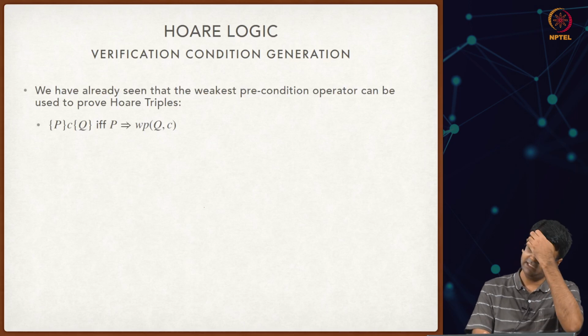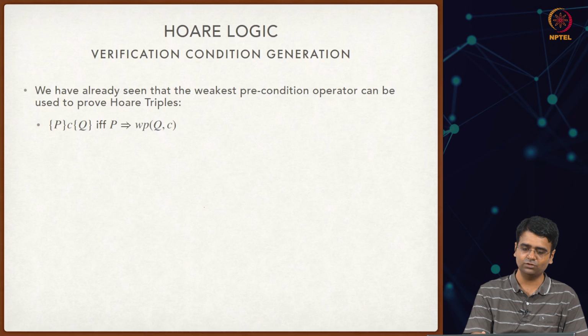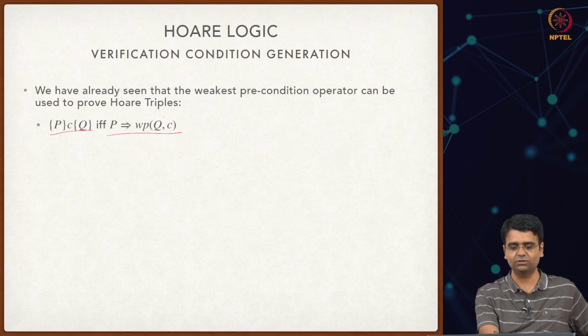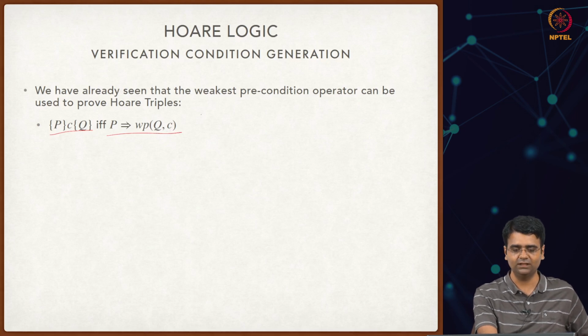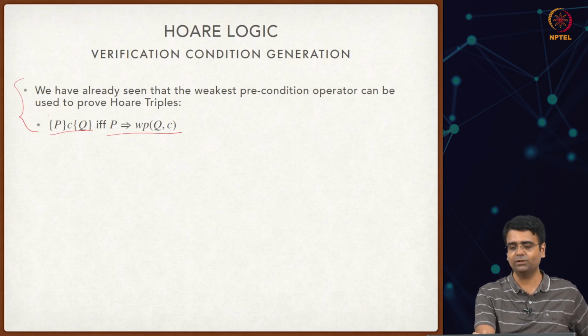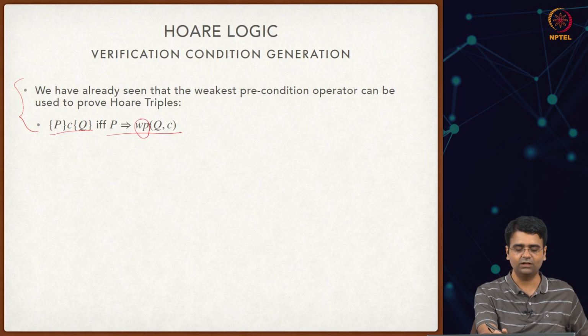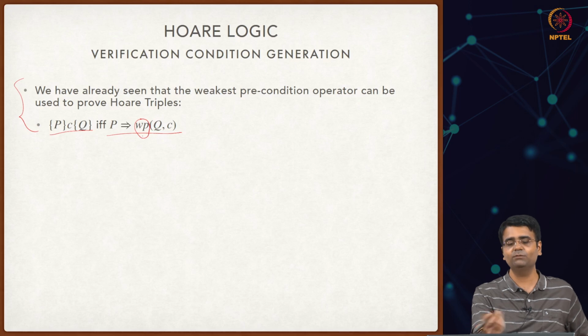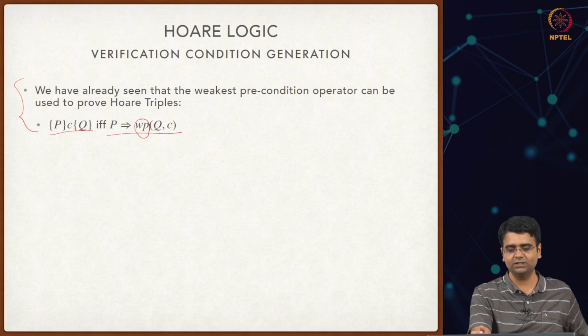We have already seen that the weakest precondition operator can be used to prove Hoare triples. If you want to show that the Hoare triple {P} C {Q} is valid, then you need to show that P implies WP(Q, C). This is the basis of what we will do. We are going to use the weakest precondition operator, and we have seen some of its advantages, in the sense that for assignment statements, in order to find the weakest precondition, you just need to do a syntactic manipulation.